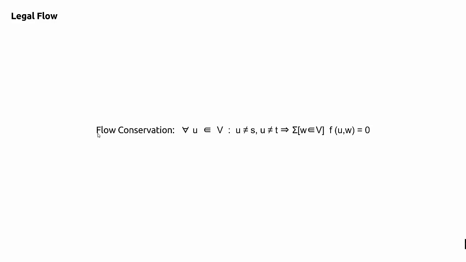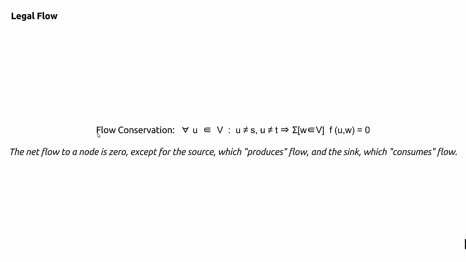Next, we have something called flow conservation. For all u within V, where u is not the source or the sink, the sum of the flow from u to w has got to be equal to 0. So the net flow to a node is 0 except for the source, which produces, and the sink, which consumes. Which makes sense if you think about the pipe analogy again.